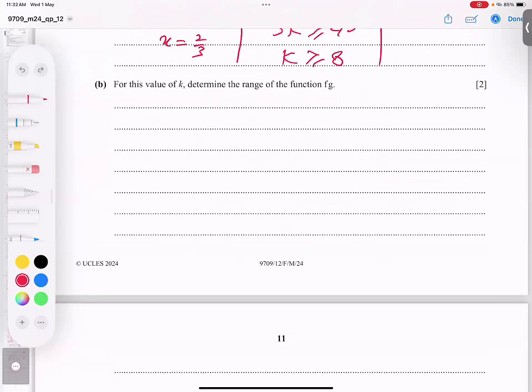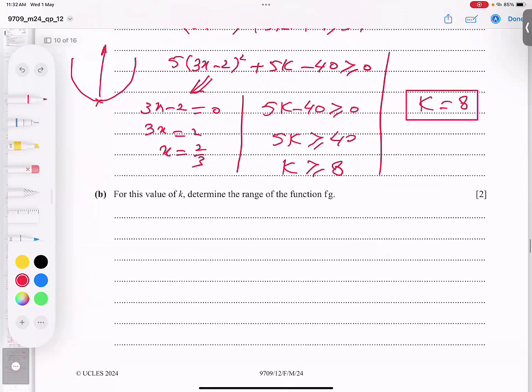Find the value of k. For this value of k, it means k is 8. Okay. So k, I can use 8 now. So determine the range of fg of x. Fg of x. There's a basic criteria, students. I just told you, this is called the inner function. This is called the outer function.